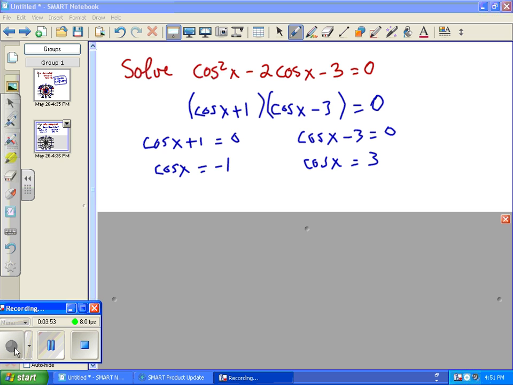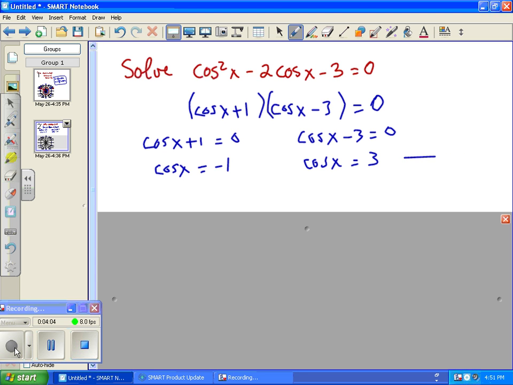Right off the bat, we notice a little problem with the second one: cosine of x equals 3. That cannot happen. This is not a number you will find on the unit circle. And remember, as you have your sine wave, the highest point is 1 and the lowest point is -1. So you cannot get 3 as an answer. So we have no solution for this part. But we do get a solution for the first one.